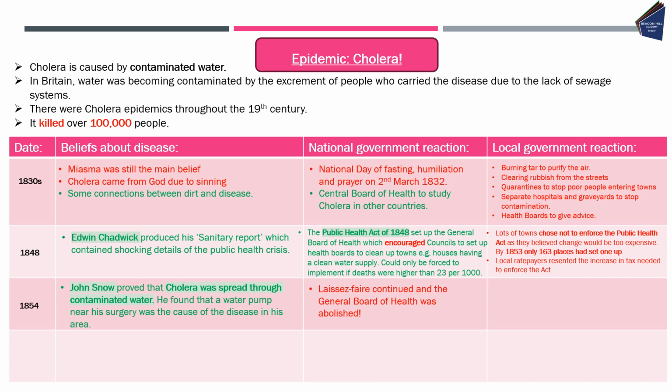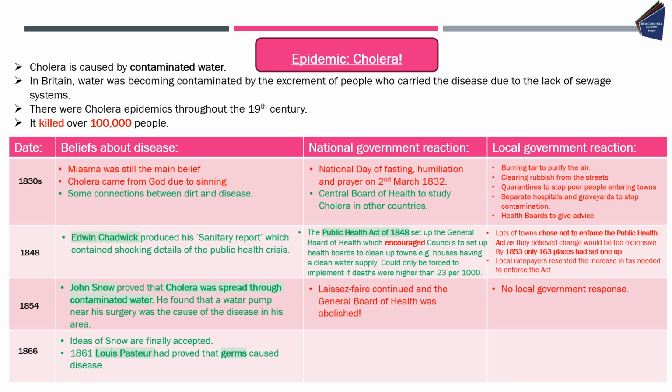So we have laissez-faire, which continued, and the General Board of Health that had been set up following Chadwick's sanitary report actually gets abolished. And we have no local government response at all. So even though there's this huge scientific breakthrough, there is not really an appetite to listen to what John Snow has to say straight away. However, this changes by 1866, and the ideas of Snow are finally accepted. And linked with this is the fact that in 1861, Louis Pasteur had proven that germs cause disease through his germ theory. So this is really our turning point.